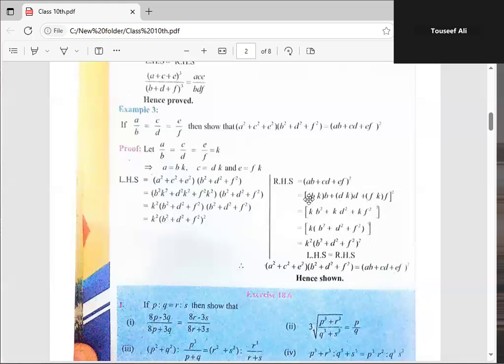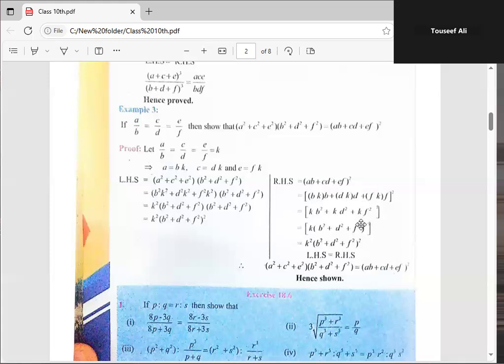Now b and b multiply with each other, it becomes b square. d and d multiply with each other, and it becomes d square, and f multiply each other, it becomes f square. So k is common in all these terms. By taking k common, the remaining term is b square plus d square plus f square and whole square.